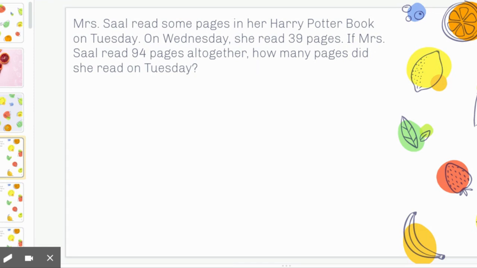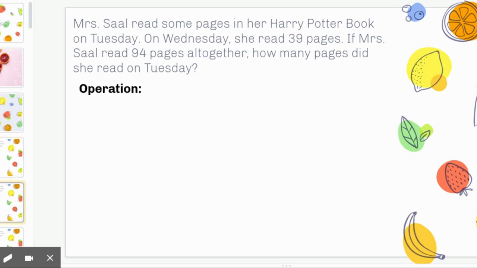Problem number one says, Mrs. Saul read some pages in her Harry Potter book on Tuesday. On Wednesday, she read 39 pages. If Mrs. Saul read 94 pages altogether, how many pages did she read on Tuesday? You might be thinking this is a pretty simple problem, something that I can solve on paper, and I probably would have been able to figure this out in third grade. But this time, we're actually just going to write an equation that represents this problem.